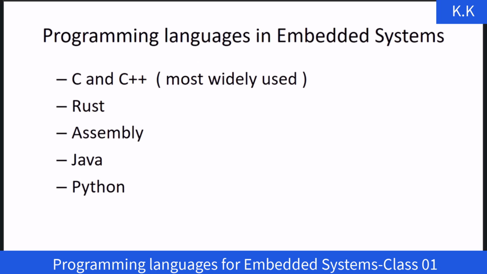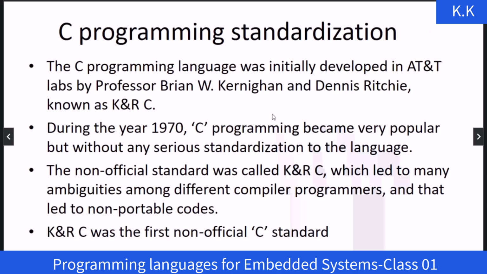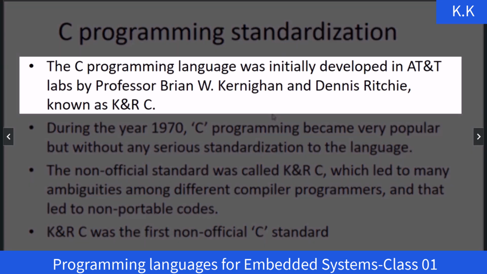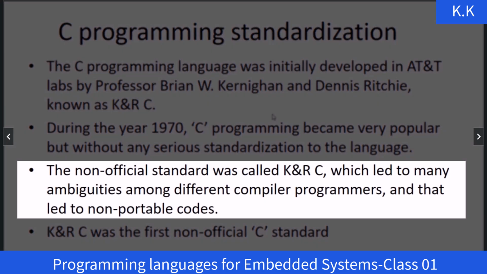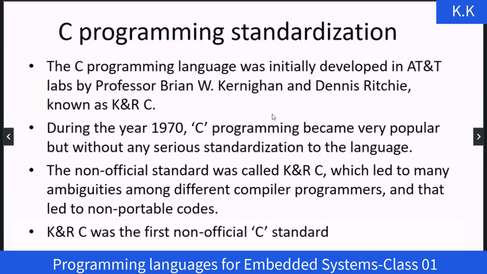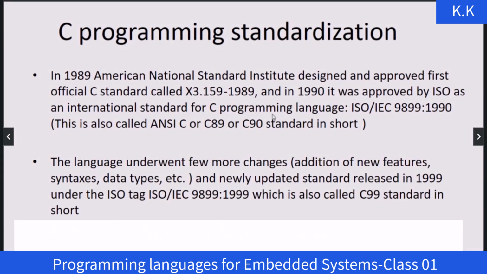Now let's get started with exploring the C programming language. Let's look at C programming standardization, and we'll also look at some history of the C programming language. The C programming language was initially developed in AT&T Labs by Brian Kernighan and Dennis Ritchie, known as K&R-C. During the 1970s, C programming became very popular, but without any serious standardization of the language. The non-official standard was called K&R-C, which led to many ambiguities among different compiler programmers, and that actually led to non-portable codes. K&R-C was the first non-official C standard.